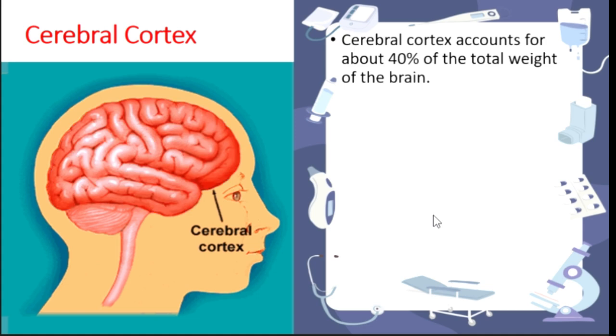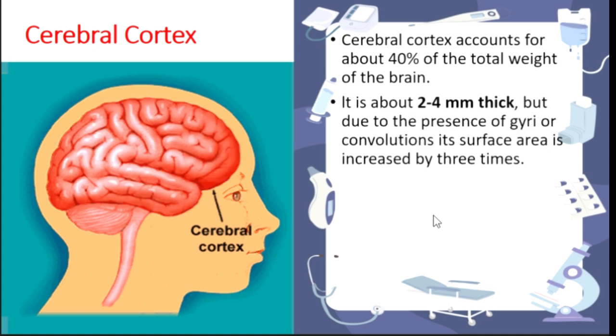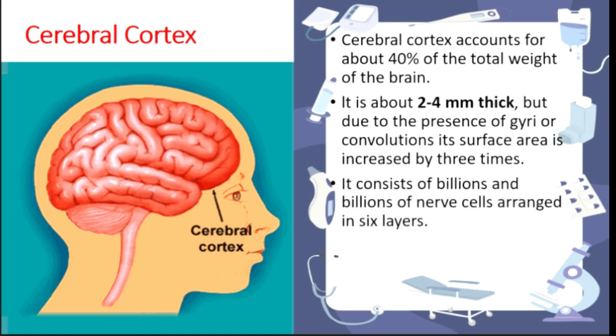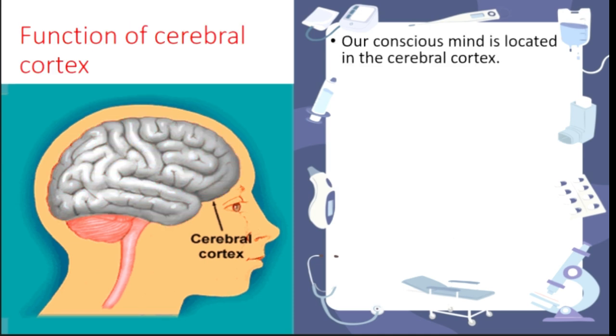And next, the cerebral cortex. The cerebral cortex is 40% of the total brain weight, and it is 2 to 4 mm thick, but due to the presence of the gyri in the convolutions, the surface area increases three times, and there are billions of nerve cells in it, and also you can see they are mainly made up of gray matter.